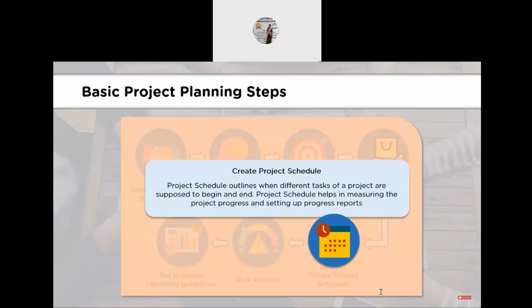Then the step that comes into picture is creating a project schedule. The project schedule refers to the guidelines on when a particular task is to be started and when it is supposed to end. This helps in monitoring the growth of the project and later helps in generating progress reports.